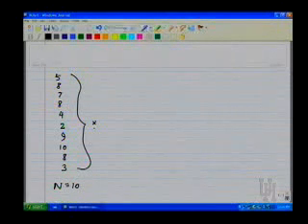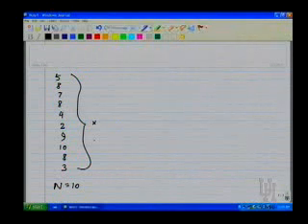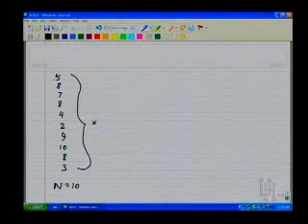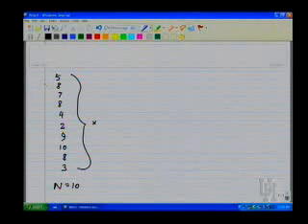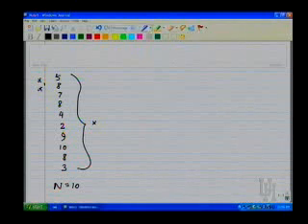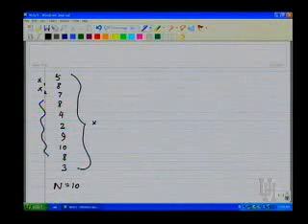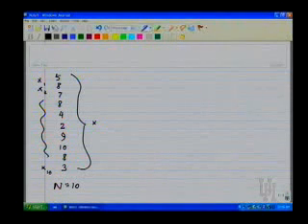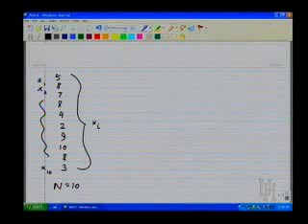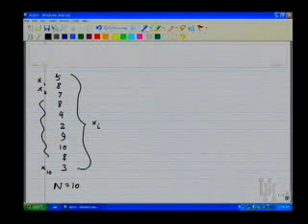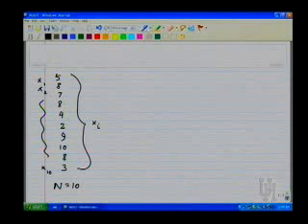Lowercase x is simply the way of representing a score, so that 5 is lowercase x1, and 8 is lowercase x2, down to 3, which is x10. Collectively, they are xi's. They are the individual x's, the individual scores.